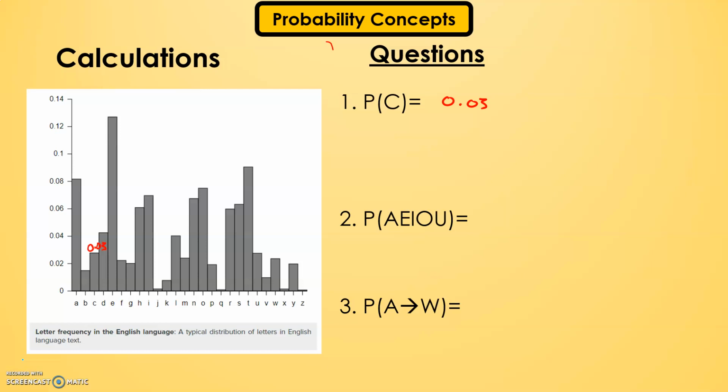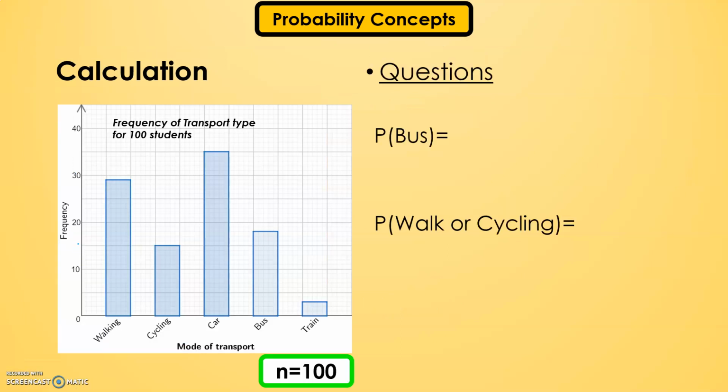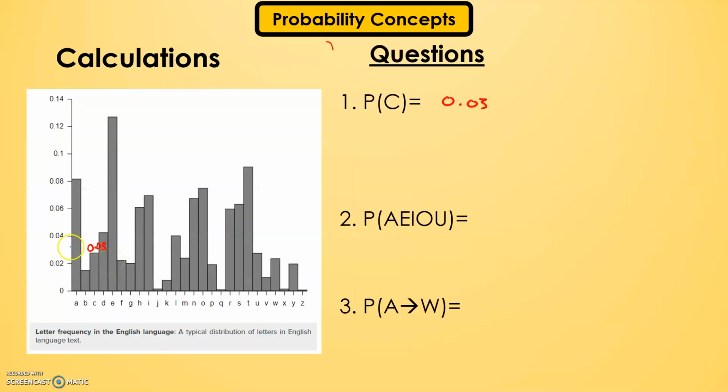So welcome back. The first question we were asking is, if a random letter is selected from an English text, what is the probability of selecting a C? If I look at the distribution, I can quickly see that it's 0.03. I can read that directly off the graph.